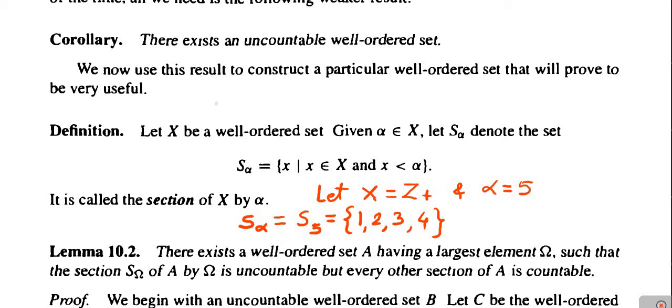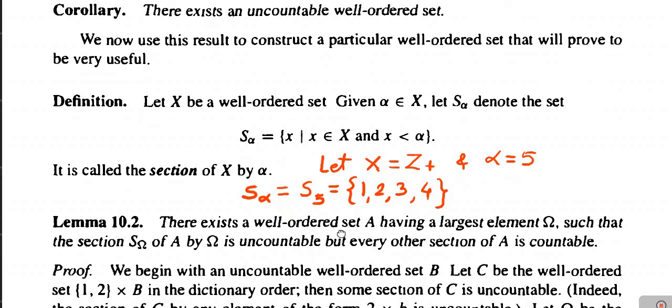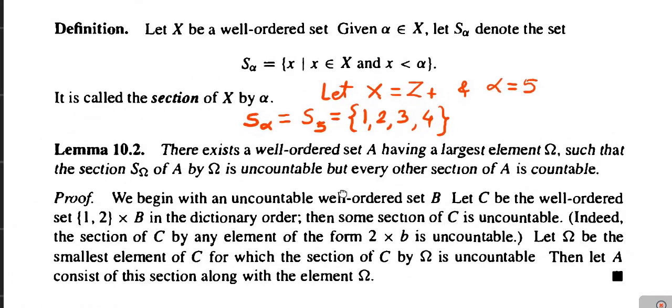Next one is lemma 10.2. The statement of this lemma is: there exists a well ordered set capital A having a largest element omega such that the section S omega of A by omega is uncountable, but every other section of A is countable. I will repeat once again. There exists a well ordered set A having a largest element omega such that the section S omega of A by omega is uncountable, but every other section of A is countable.